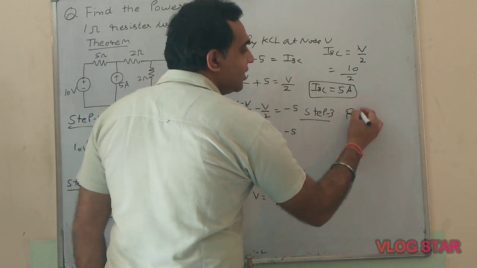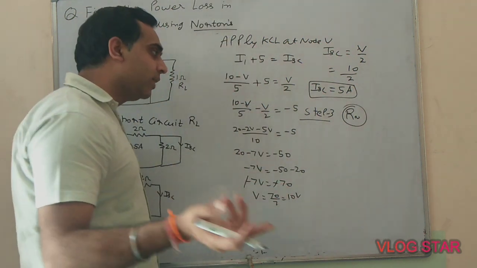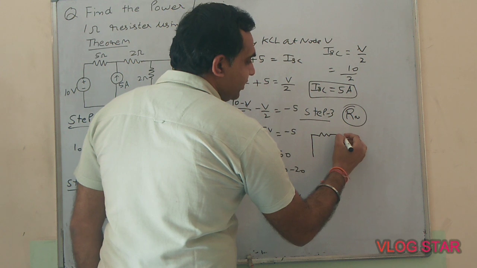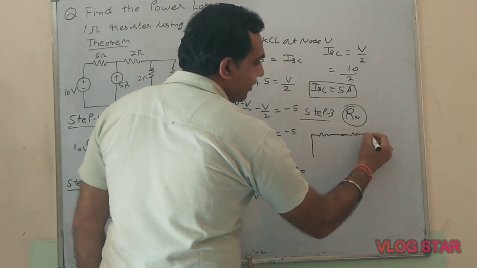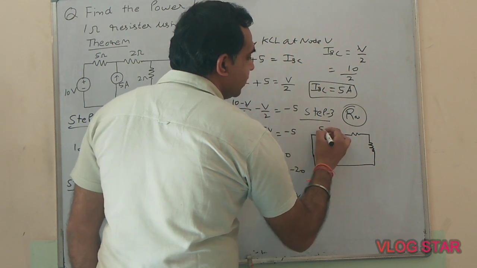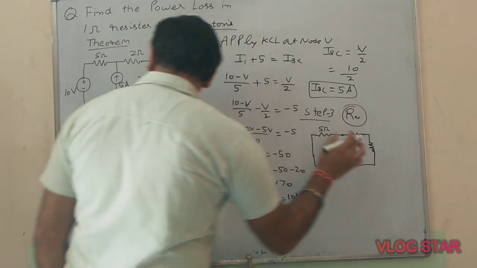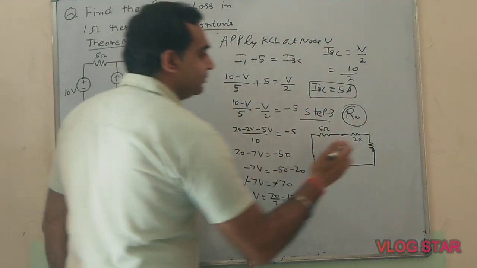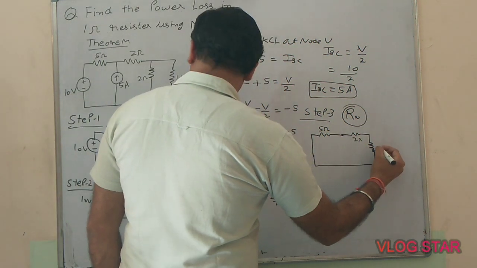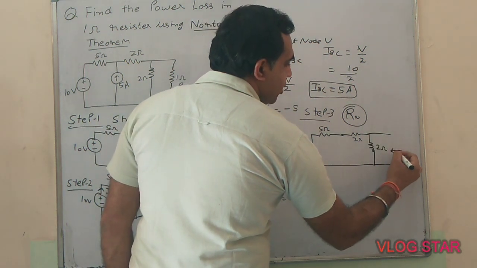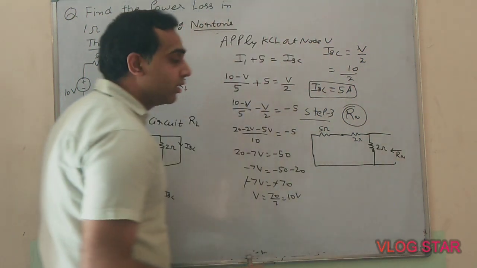Norton resistance is RN. It is basically the equivalent resistance. Now, in this case, voltage source is short circuited. This one is 5 ohm, 2 ohm, and this current source is open circuited. And this one is also a 2 ohm resistance. And you have to find across this Norton resistance.